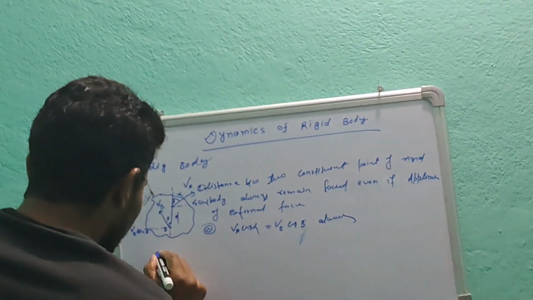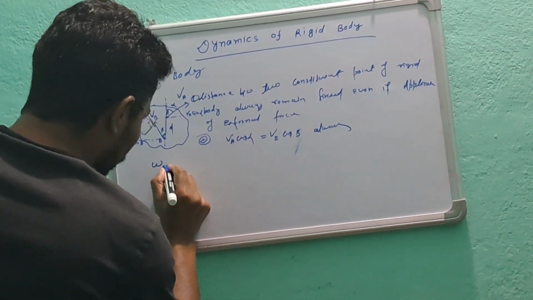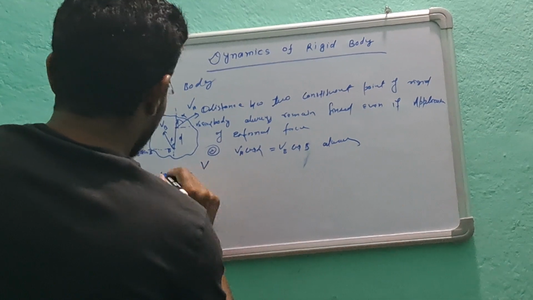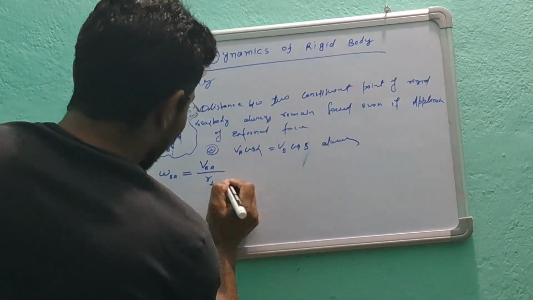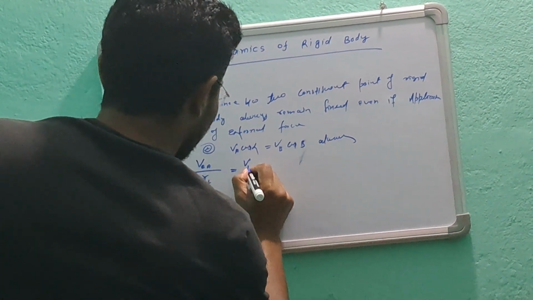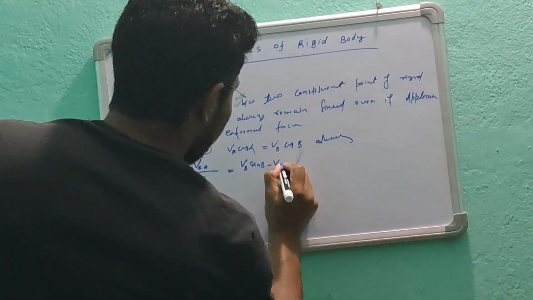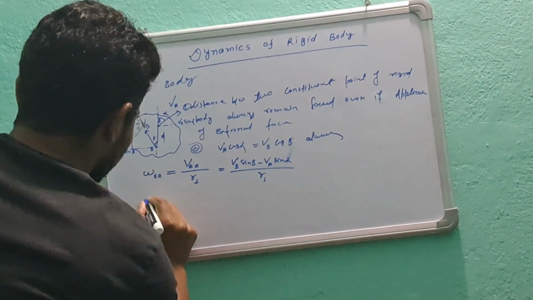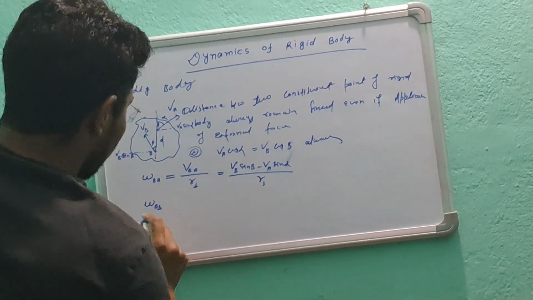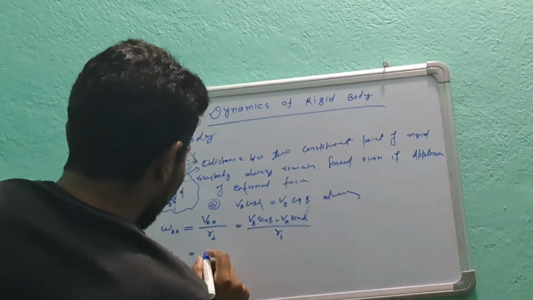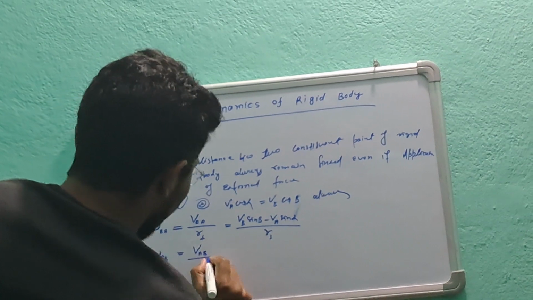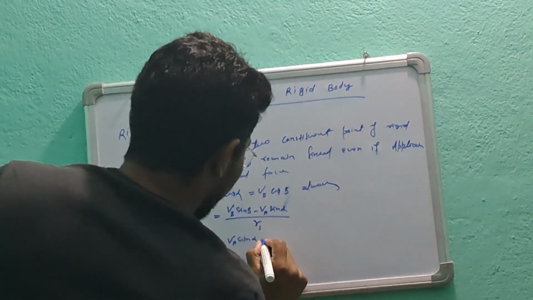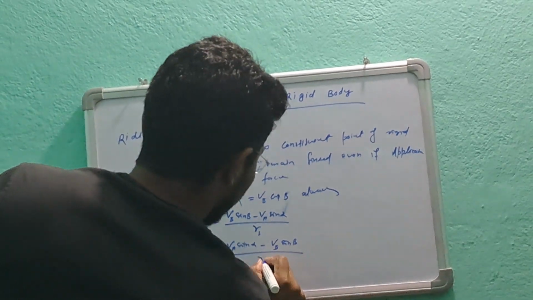Then angular velocity of point B with respect to point A is equal to relative velocity of B with respect to A divided by R perpendicular, meaning (VB sin beta minus VA sin alpha) divided by R perpendicular, and omega AB, angular velocity of point A with respect to B, is equal to relative velocity of A with respect to B divided by R perpendicular, which is (VA sin alpha minus VB sin beta) divided by R perpendicular.